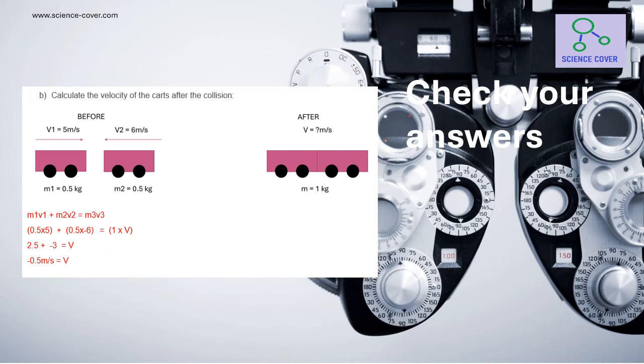In part B, the first cart is moving with a speed of 5 meters per second to the right, but the second cart is moving with a speed of 6 meters per second to the left. So we're going to call this speed minus 6 meters per second. Again, the momentum before must be equal to the momentum after. So m1v1 plus m2v2 must equal m3v3. So 0.5 times 5 plus 0.5 times minus 6 is equal to 1 times v. This gives us 2.5 plus minus 3 is equal to v, and therefore v must be equal to minus 0.5 meters per second.